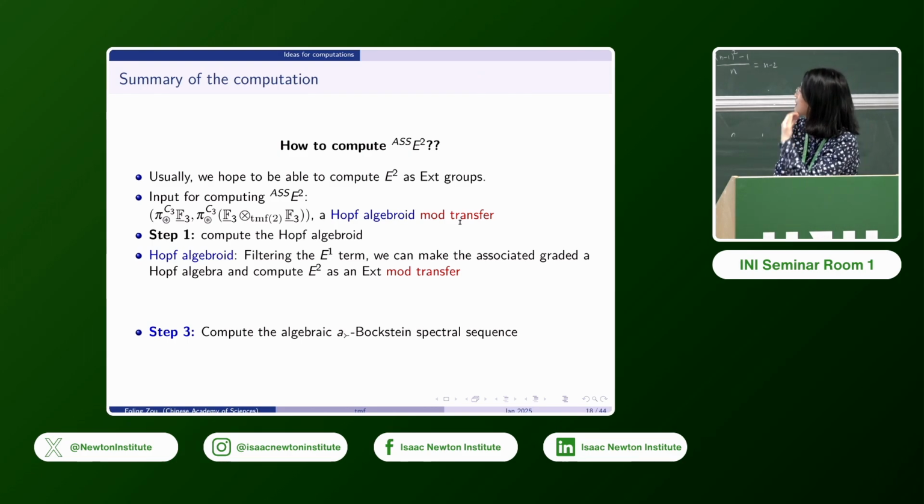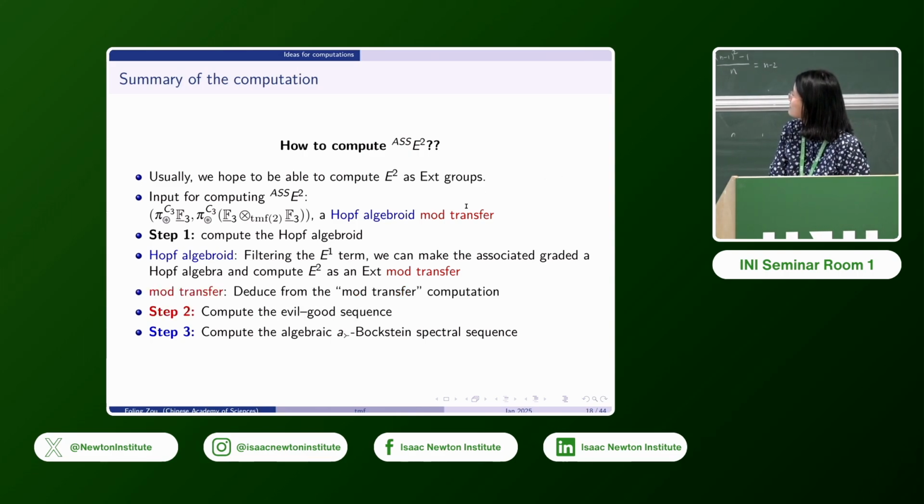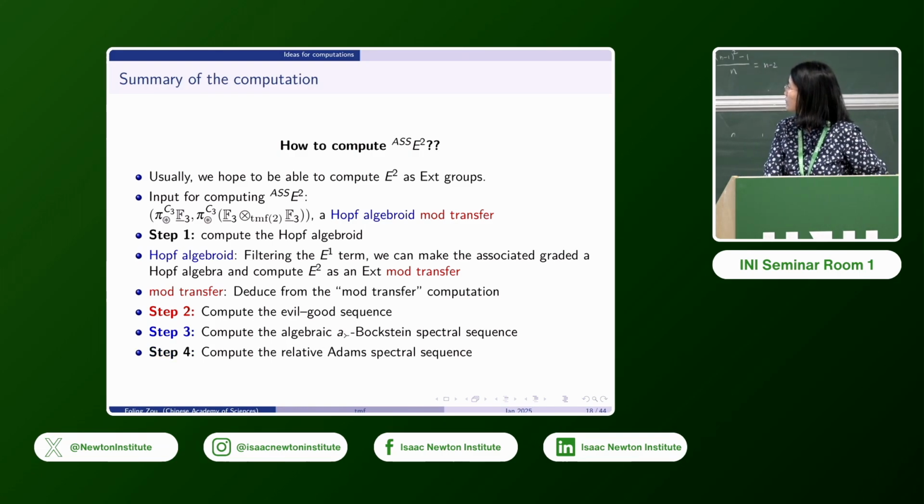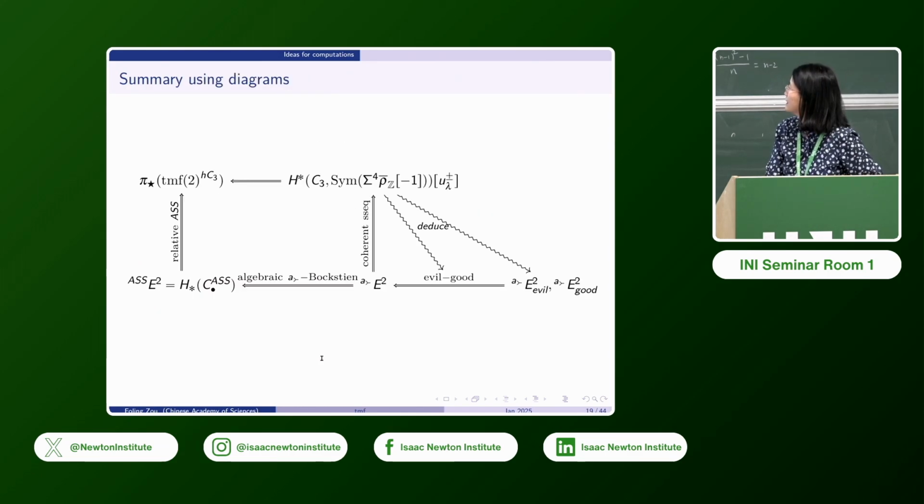By mod transfer, I mean that in the computation, there are some a-spoke torsion things or u lambda periodic things. And it turns out that we cannot throw them away. If you throw them away, you get a significant discrepancy with the homotopy group of TMF. So we should treat these transfer parts with care as well. So what we do is that we first do the mod transfer calculation, and then we can deduce what's happening altogether here from the mod transfer calculation via something we call the evil-good sequence. And then, now we get an E2 term, so the last step is to compute the relative Adams spectral sequence.